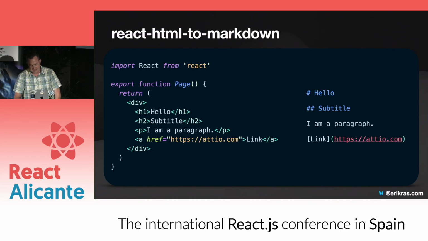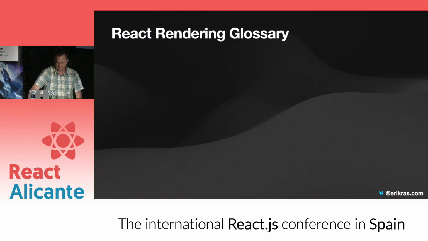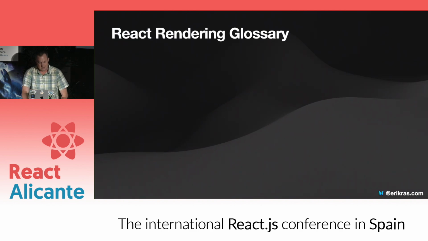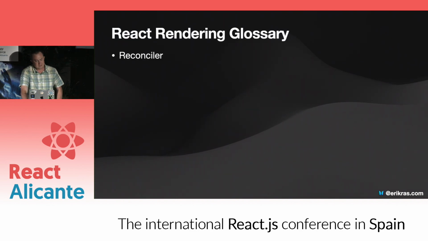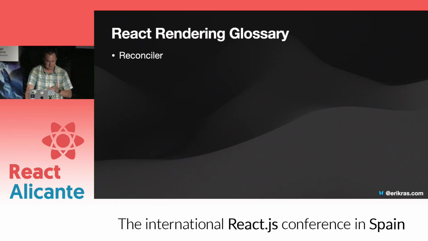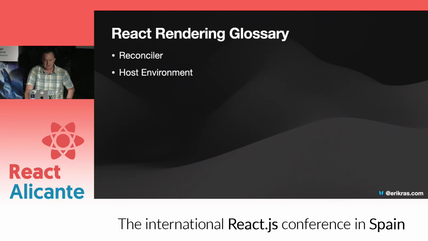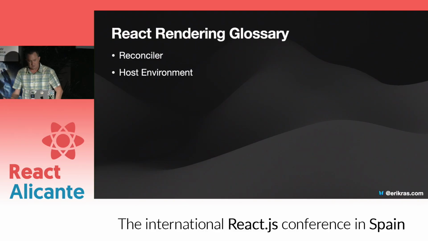So before we get started into how this works, we need to talk about some definitions. So the reconciler is the core engine of React that figures out how to update the UI in response to changes to state and props. The host environment is the platform you're rendering to, like DOM or to the canvas or to the terminal.